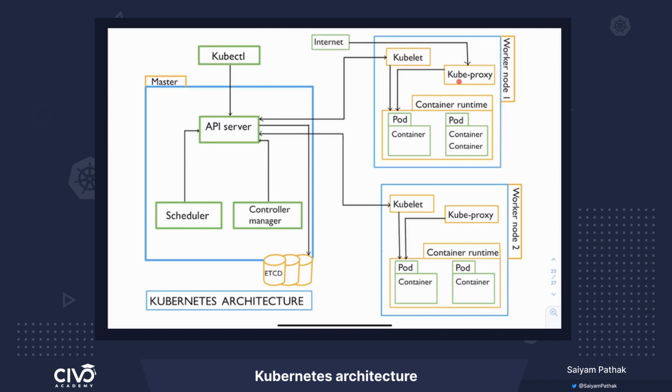Then the Kube-proxy is the networking component that handles the network communication within the cluster. And the nodes are basically the VMs or the bare metal machines. So that's, all in all, the Kubernetes architecture: master, worker nodes, and this is how your workload runs on Kubernetes, and these are the components responsible for different things within the cluster.